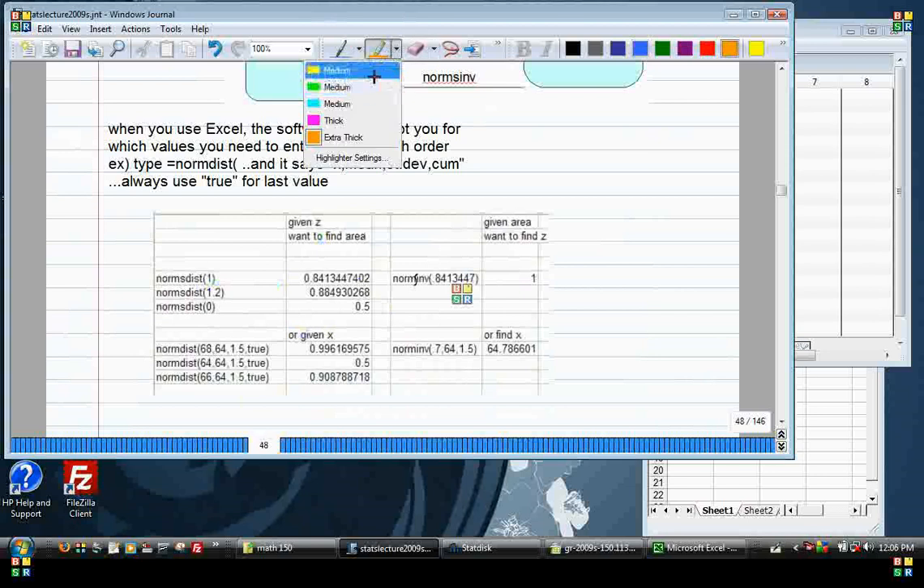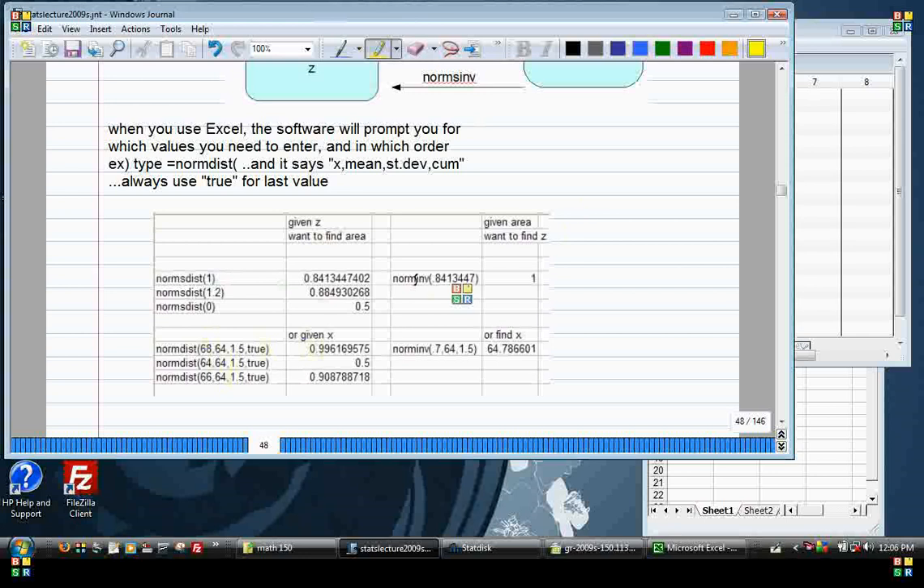Or maybe you are given x and you want to find the area. So then you would type in something that looks more like this. Norm dist of your x value, which is 68. You also have to type in 64, 1.5, and true, and it gives you the area, which is 0.9961, etc. Okay. Another example. That was the first part.